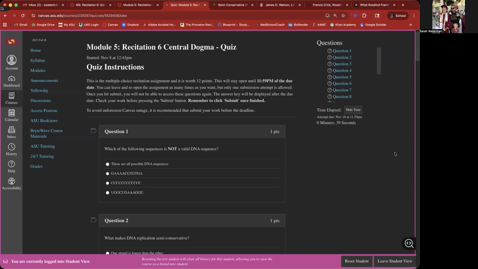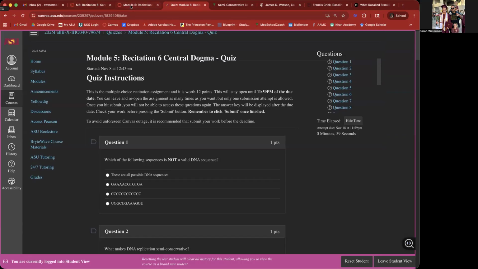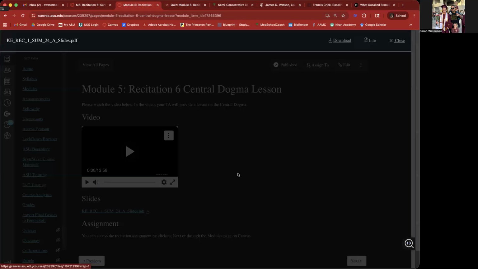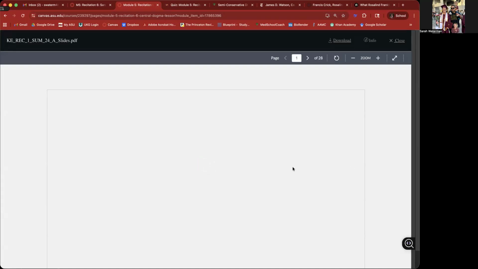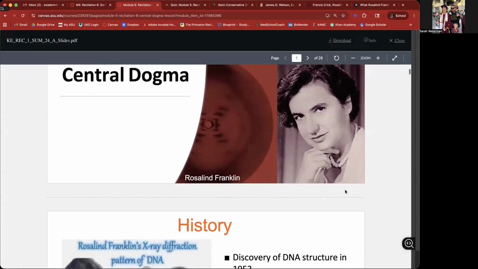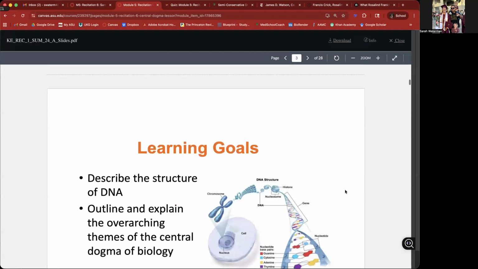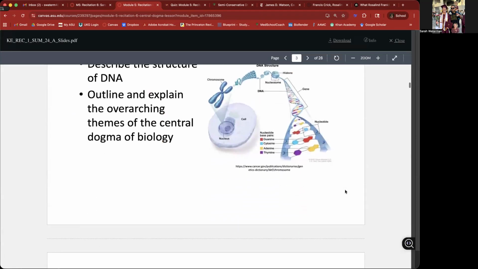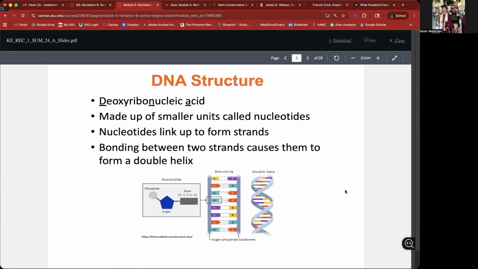For this first question, it says, which of the following is not a valid DNA sequence? So we want to remember that there are a few main differences between DNA and RNA. If we check out these slides from your recitation, which you have available to you, we've got the history. We'll talk a little bit more about that later, but let's just look at some of the differences.